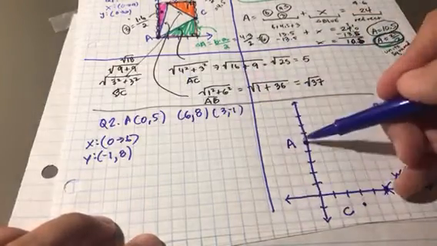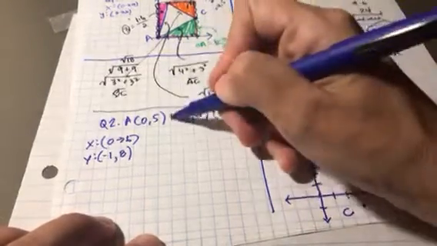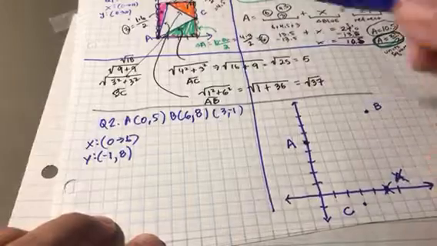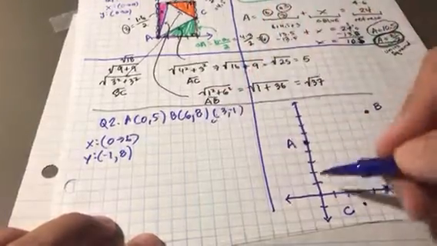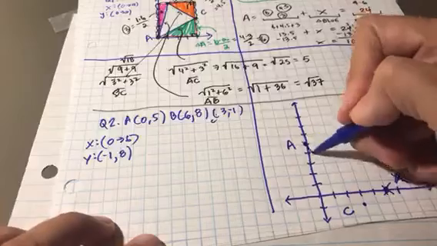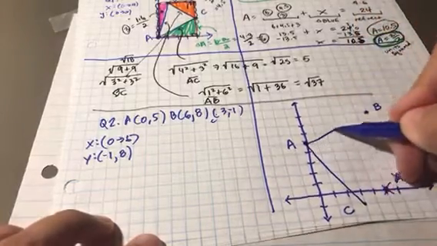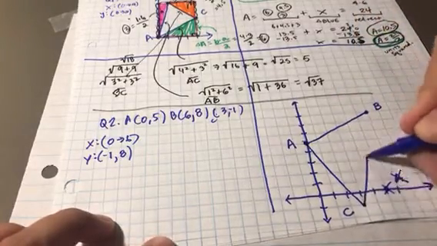So A is 0, 5. B is 6, 8. So I got that one right. And C was 3, negative 1. All right, now I'm feeling a lot better. I definitely feel like this is my shape.